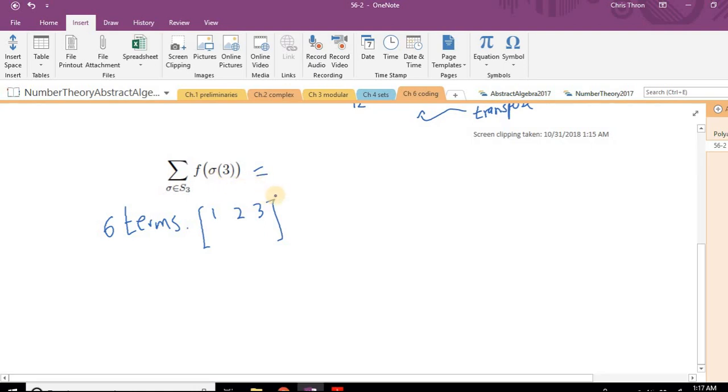No, because it's a function from 1, 2, 3 to 1, 2, 3. I'm talking about sigma, not f. So this is the first sigma, not the f. So just 1, 2, 3. 1, 2, 3 would work.